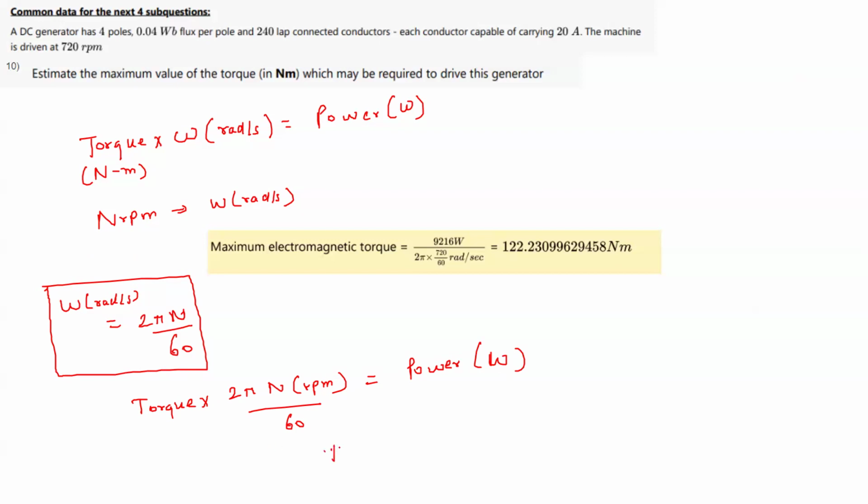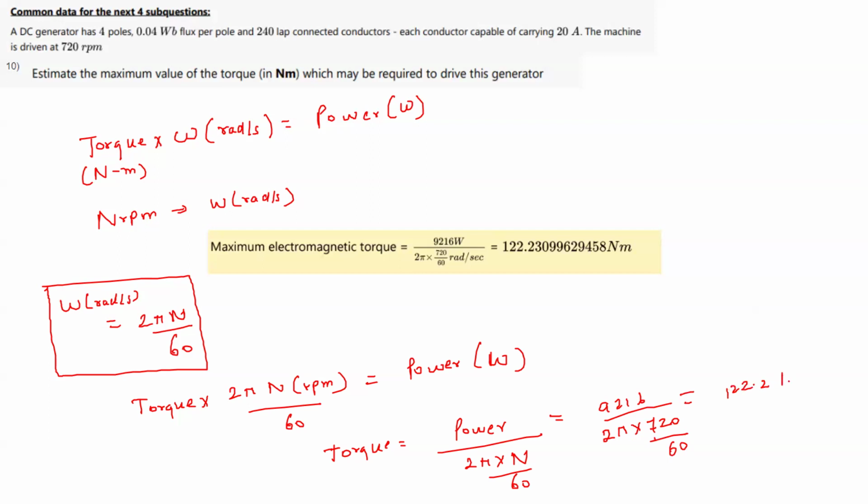So here, what is torque? Torque is power divided by 2 pi N by 60. So power we had from the previous question, power was 9216. So 9216 divided by 2 pi into 720 by 60. So correct. Yes. So this will give you something like this.